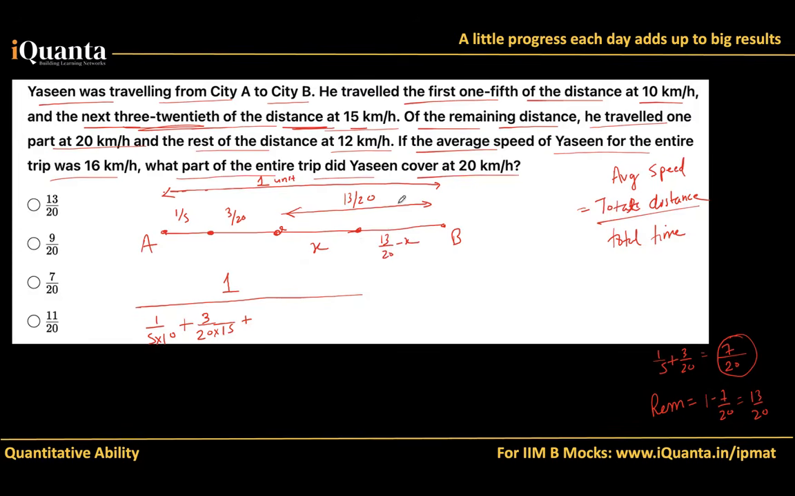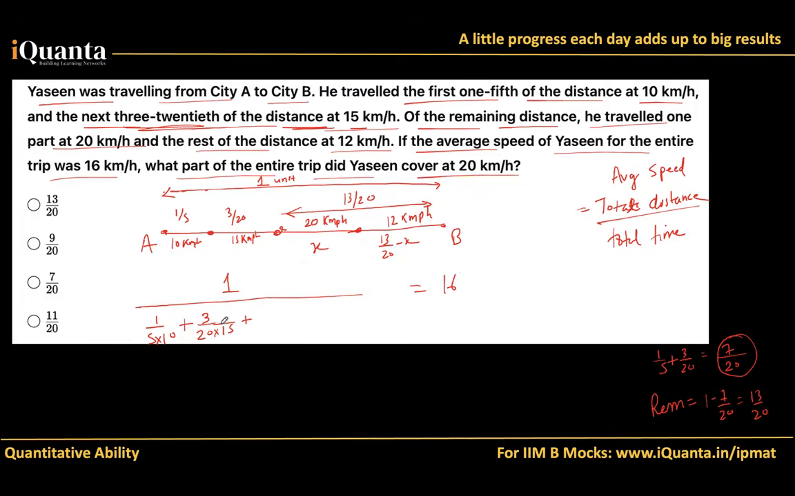Yes or no? He traveled one part at 20 kilometer per hour. So this x part he is traveling at 20 kilometer per hour. First 1/5 he traveled at 10 kilometer per hour, the next 3/20th at 15 kilometer per hour, x at 20 kilometer per hour, and the rest of the distance, this one, at 12 kilometer per hour, and the average speed is given as 16. They are asking what part of the entire trip did Yasin cover at 20.